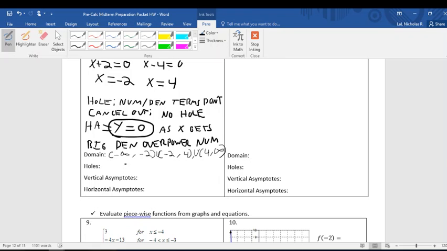Holes: no holes. Vertical asymptotes at x equals negative 2 and x equals 4, and a horizontal asymptote at y equals 0. All right, that is problem number 7.